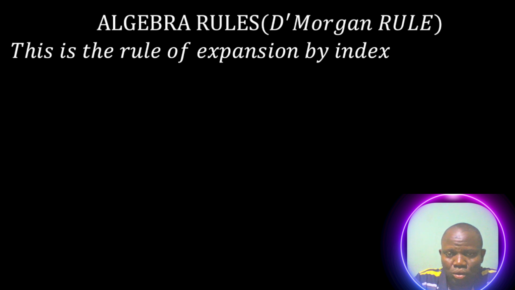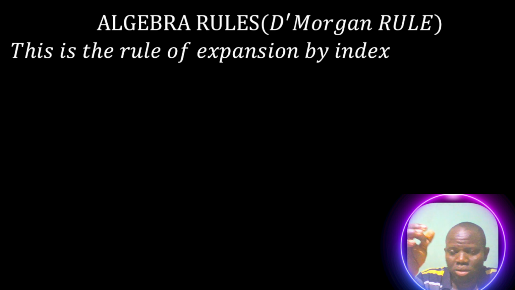In today's class, we are going to be discussing everything that has to do with the Morgan rule. I want you to recall that we are discussing everything about algebra rule, which we coded as C-I-D-A. We have discussed all the C's, all the I's. We are discussing the second part of D, which is the Morgan rule.